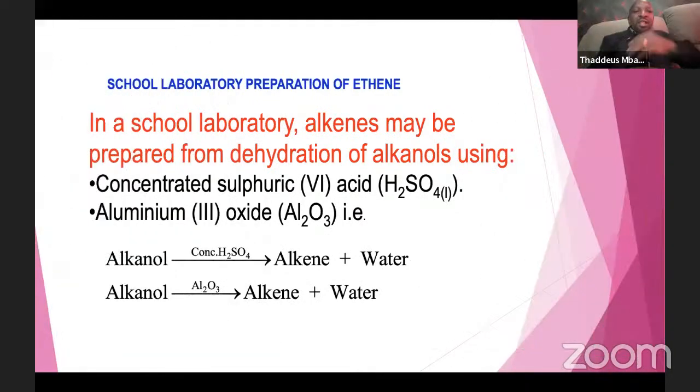So now, with preparation of ethene. In a school, alkenes may be prepared from dehydration of alkanols using concentrated sulfuric acid or aluminum oxide. So there are 2 dehydrating agents. We convert alkanols to alkenes by dehydrating.